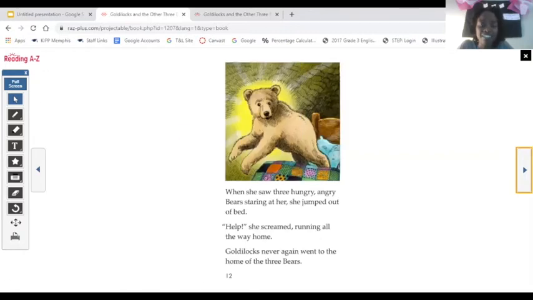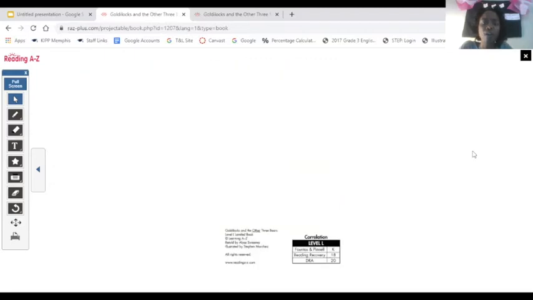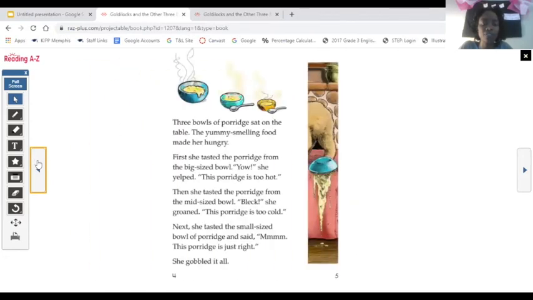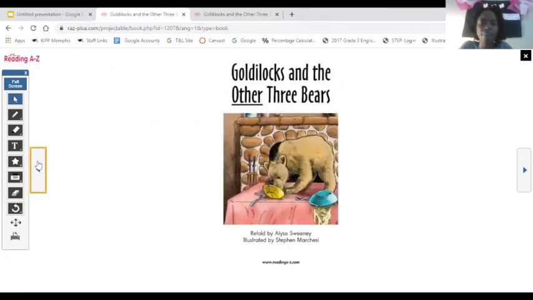The bear jumps out of the bed and it looks like, let's see, it says help. She screamed, running all the way home. So the bear must have ran home after the homeowners got there. Awesome job. Now that we've looked through our story, we previewed it, what do you predict is going to happen?